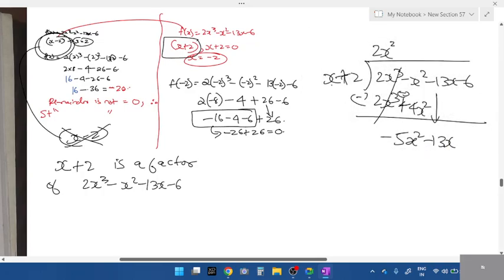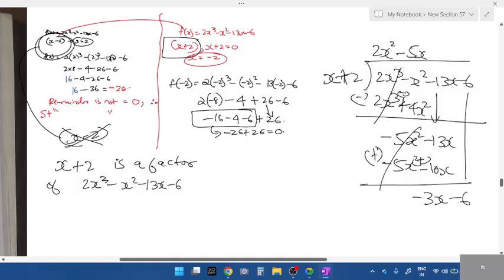Okay, next. How many times it goes, students? Minus 5x. What's the value? Minus 10x. Convert the sign. It gets cancelled. Minus you get minus 3x. Bring this minus 6. How many times x goes? Minus 3 times. This is the answer. So check plus and minus properly, students. If not, you get 0. Not 0, you won't get full marks. Quotient will go wrong.